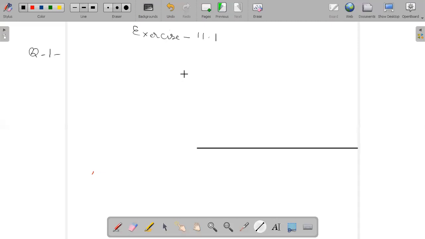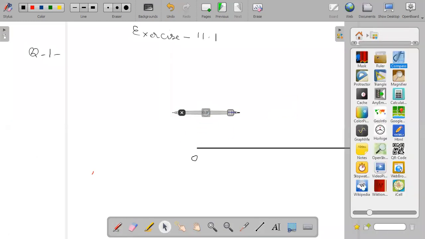This is a ray. You have to draw 90 degree. This is point O. This is a ray. And now take the compass. You can take any radius. But here the problem comes when you take a very small radius, then holding becomes difficult.